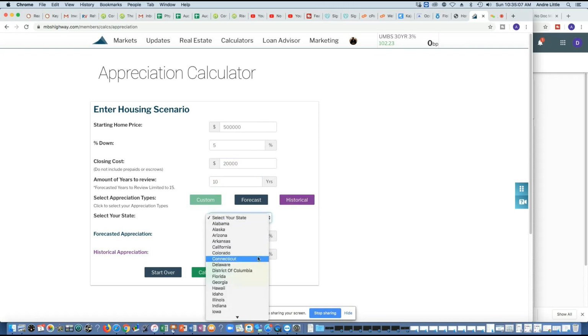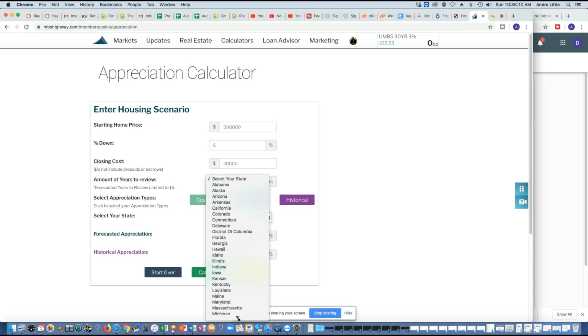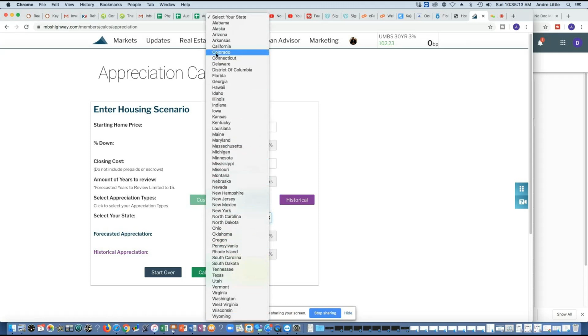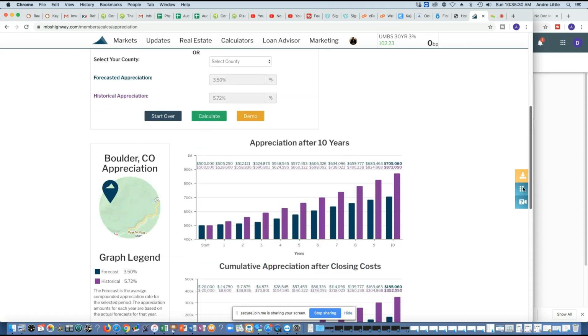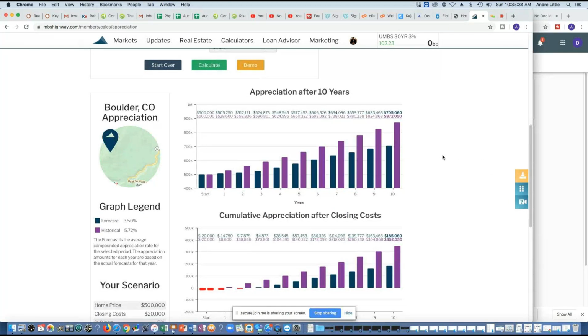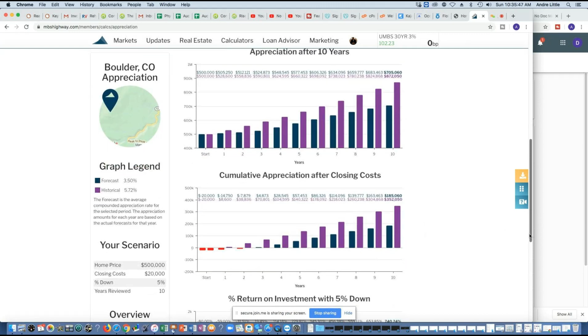And I'm going to say that you're going to invest in, let's pick Colorado. If you invest in Colorado, let's go in Boulder, Colorado. And I'll leave it there. It shows here 3.5% forecast appreciation, 5.72 historically. This shows here basically that home for $500,000 after 10 years is worth $872,000. Cumulative appreciation after closing costs will be $352,000. Remember, you're going to sell the house after 10 years, so that's yours.